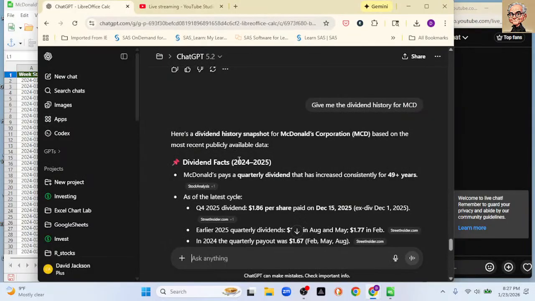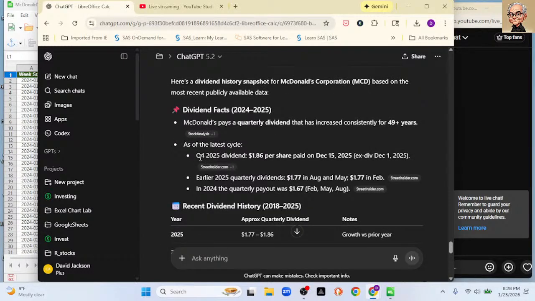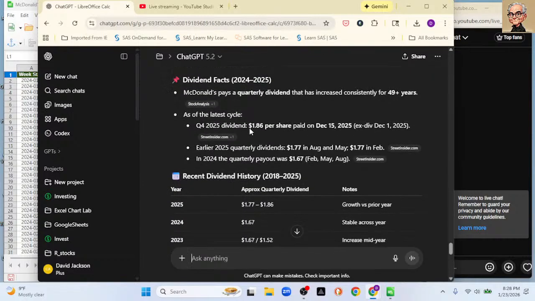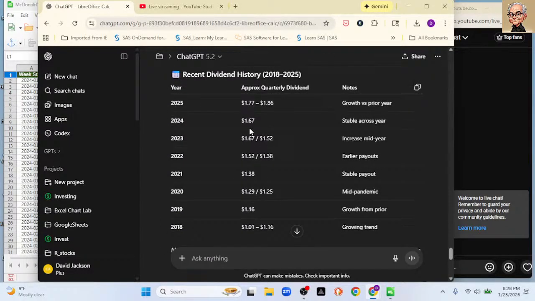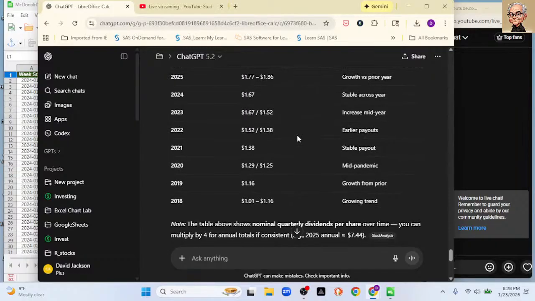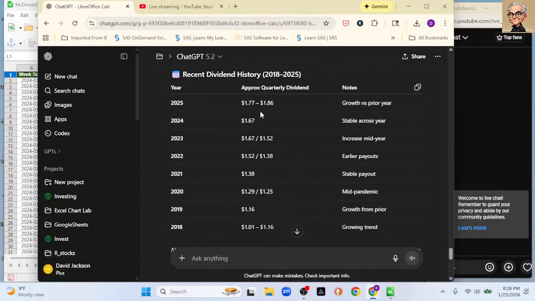Okay, here's the dividend history, 24-25. Quarterly dividends that have increased consistently, hokey smoke, for 49 years. Look at this. The fourth quarter 2025 dividend was 185 cents. That's unbelievable. That is absolutely insane. In 2018, the stock was in a growing trend, 101 to 116. 2025, my goodness, good grief. That's crazy.